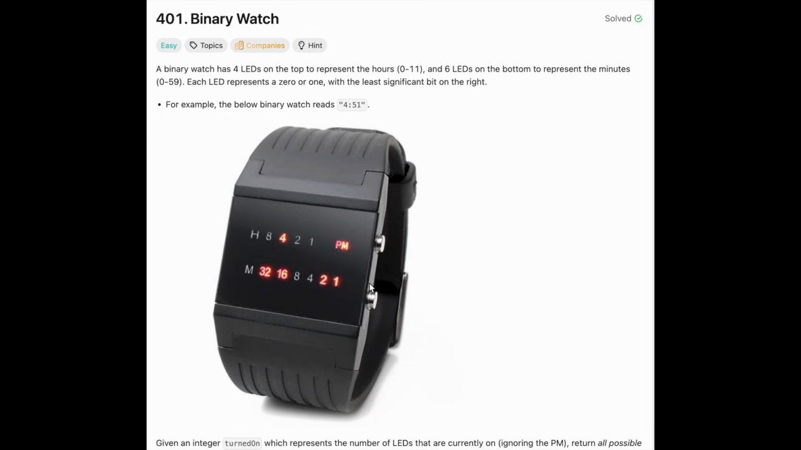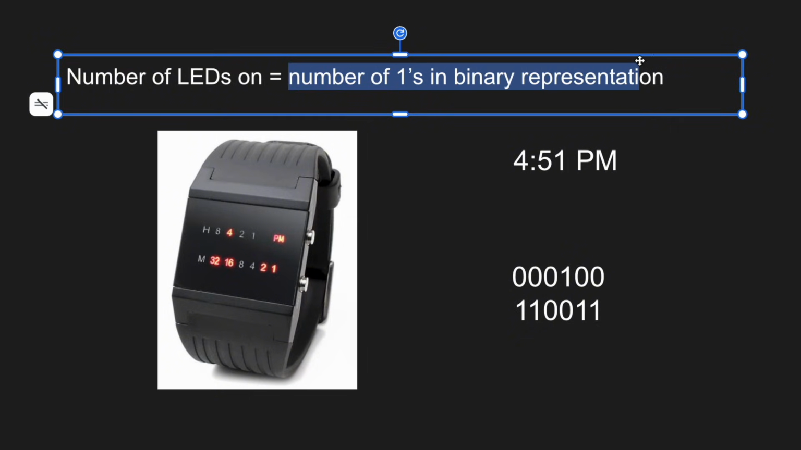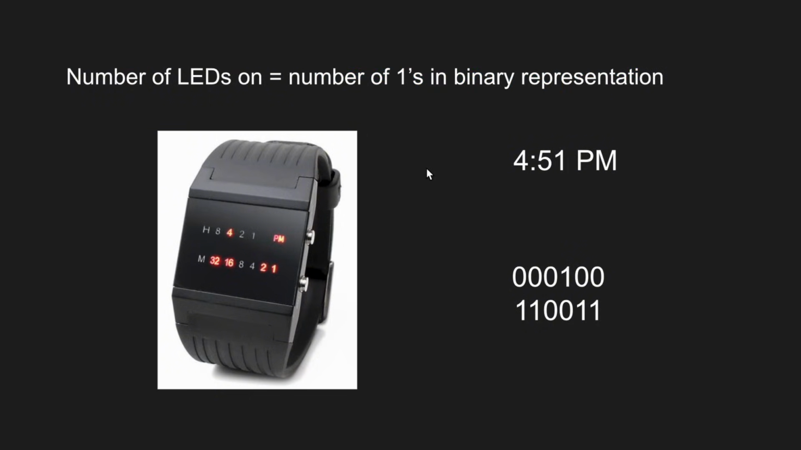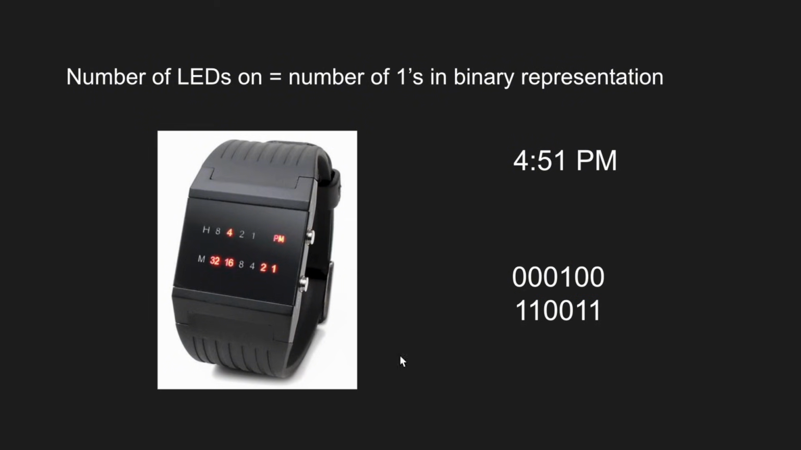So now that we have seen some examples, let's get to how we can solve this problem. To solve this problem, we should know that the number of LEDs on will be the number of ones in the binary representation. So for example, this is 4:51. The 4 will look something like this, so only one of the LEDs on, and 51 will have a binary representation like this, so it will have 4 lights on because there are 4 ones.